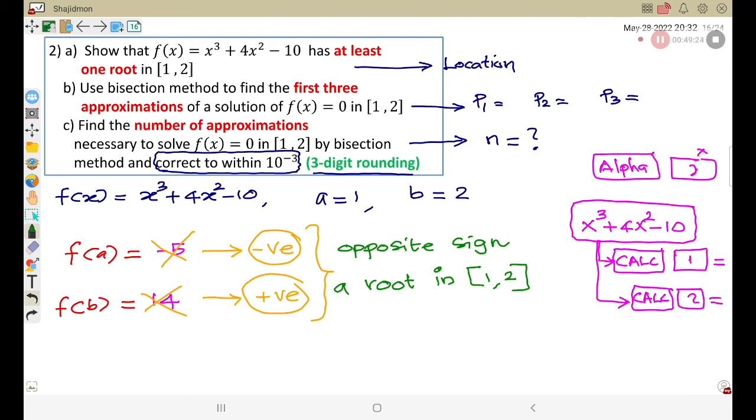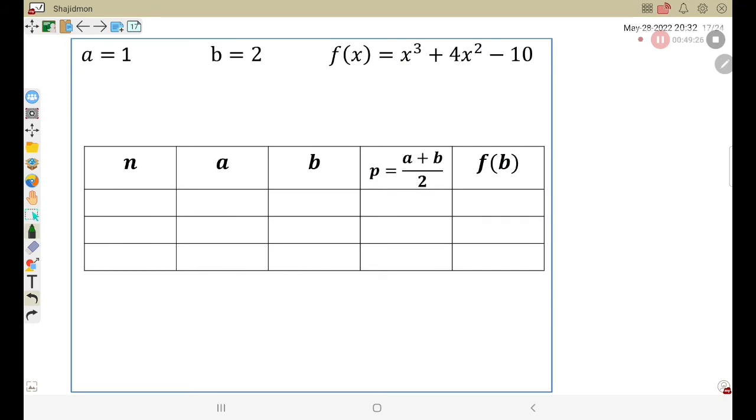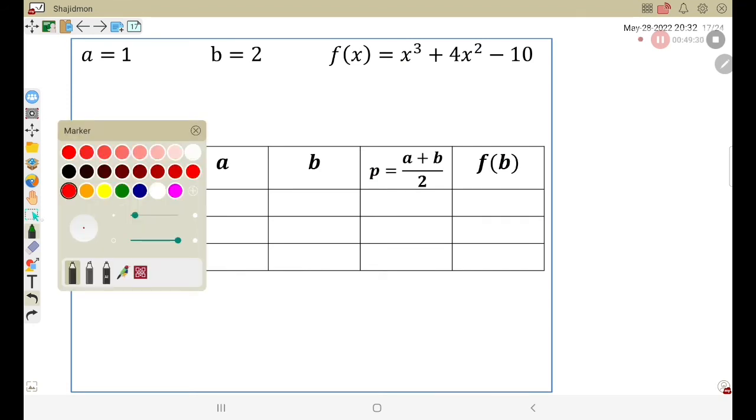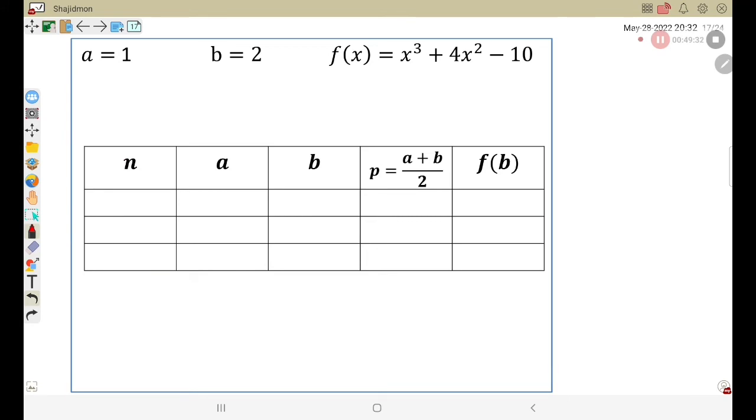Find the first 3 approximations, P1, P2 and P3. I already created the table here. You can see the table. A number is 1, B number is 2, f of x is x power 3 plus 4x power 2 minus 10. The table has n, a, b, p and f of p. P means a plus b divided by 2. That is the rule in the bisection method.